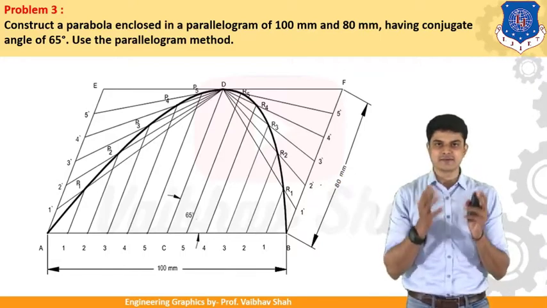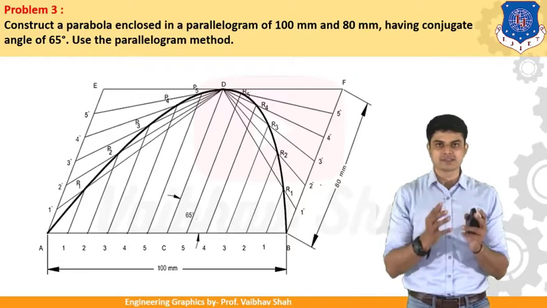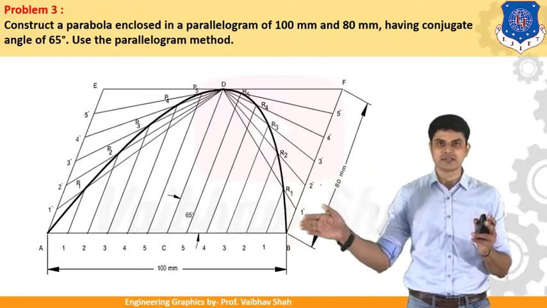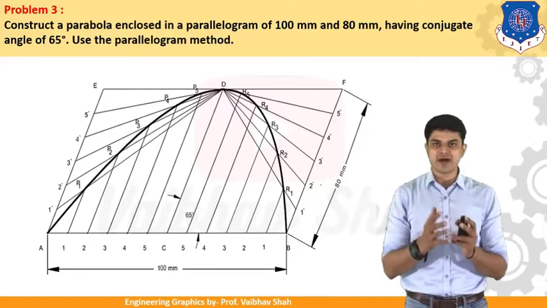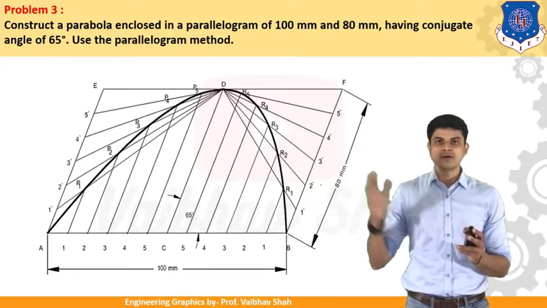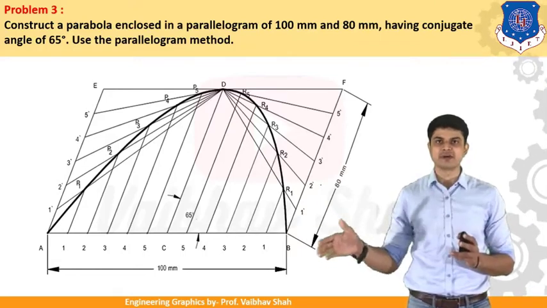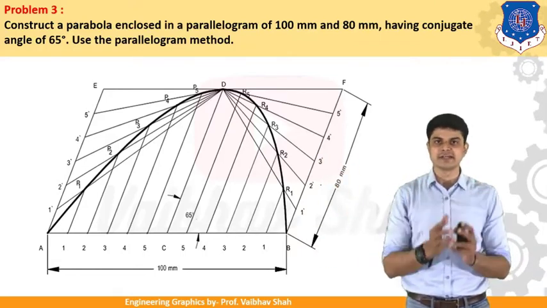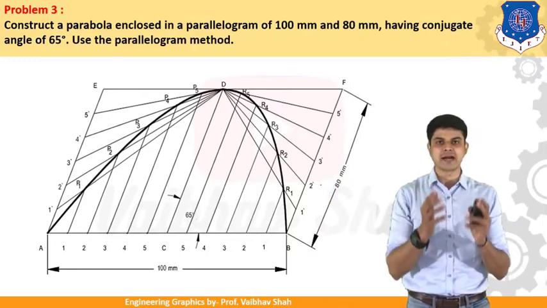You will use the drafter or roller scale. You should put your drafter or roller scale parallel with this line, and you should generate the parallel lines, and you will have your points P1 till P5 on the lines. After getting these points, simply join these points, and you will have one curve generated, which is nothing but your parabola generated by the parallelogram method.